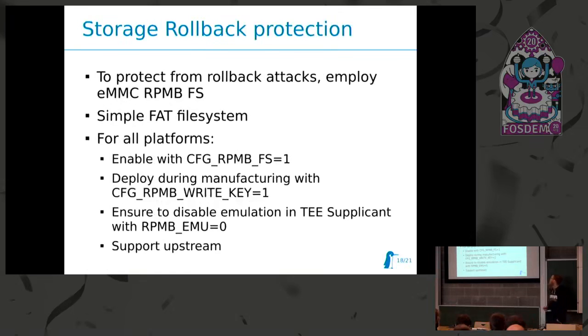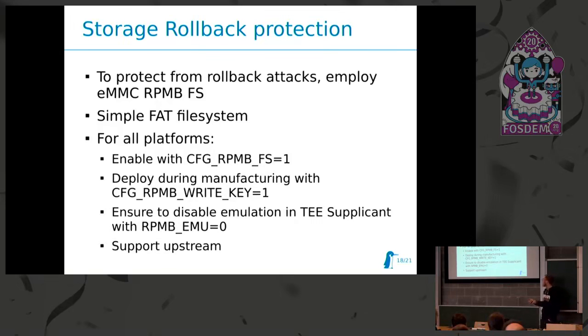And then there's also optionally storage rollback protection. You can use the eMMC feature of replay protected memory blocks, which is an area where your writes are replay protected by a counter. Opti implements this as a simple FAT file system. Many eMMCs have a replay protected memory block size of about 4 megabytes, which is enough to store some data or an encryption key for data, as an example. And this is already supported upstream.